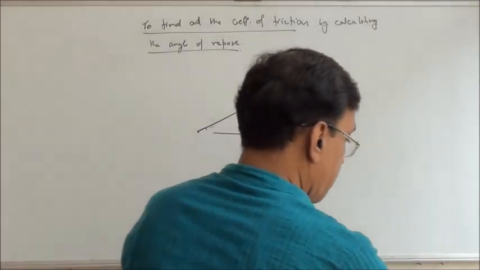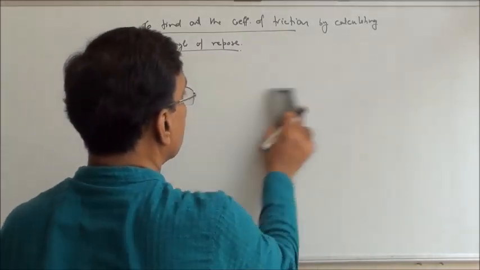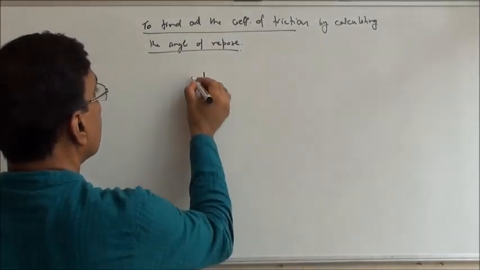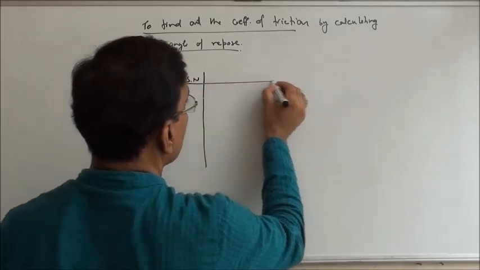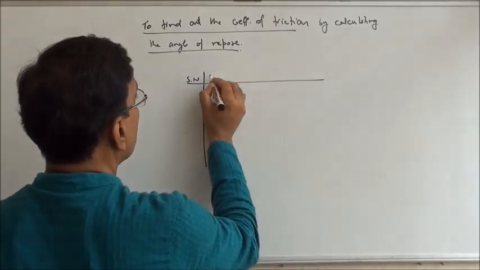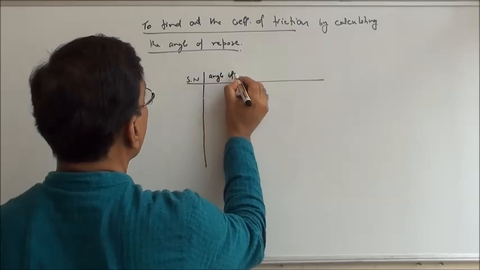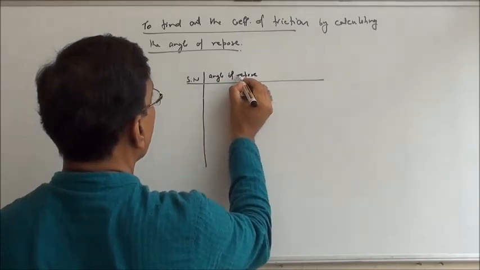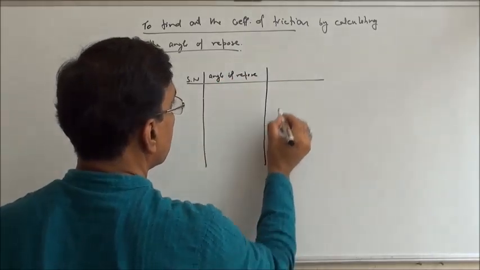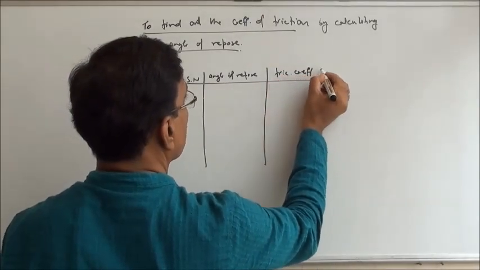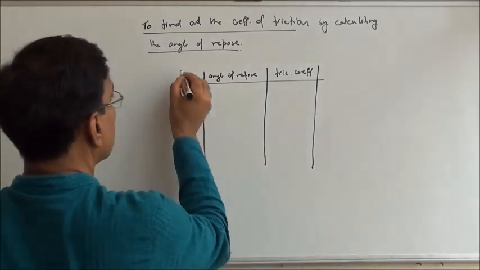Now, in order to make the observation table: serial number, and then angle of repose, and frictional coefficient. This is the coefficient of static friction.